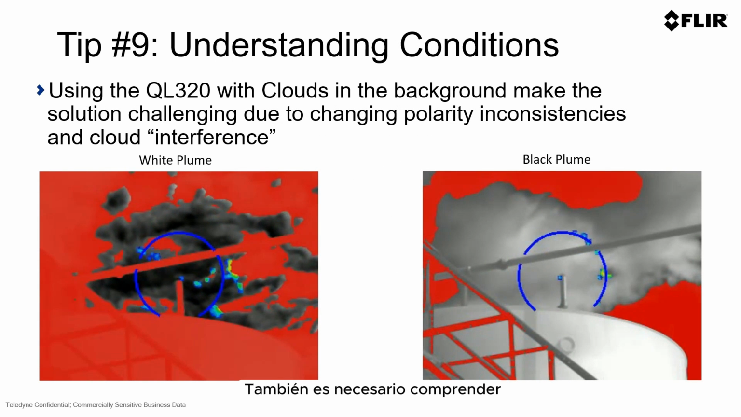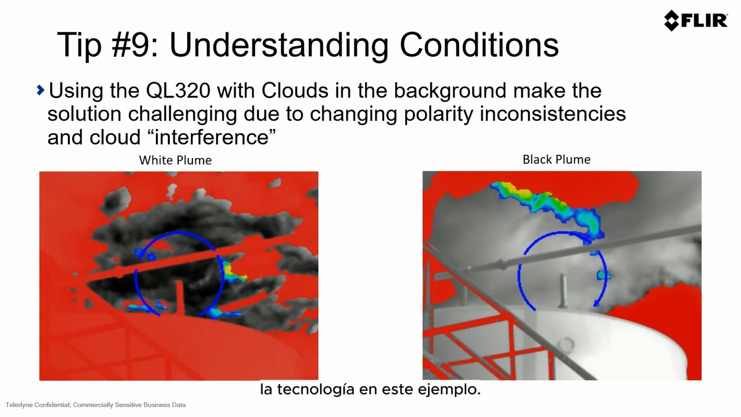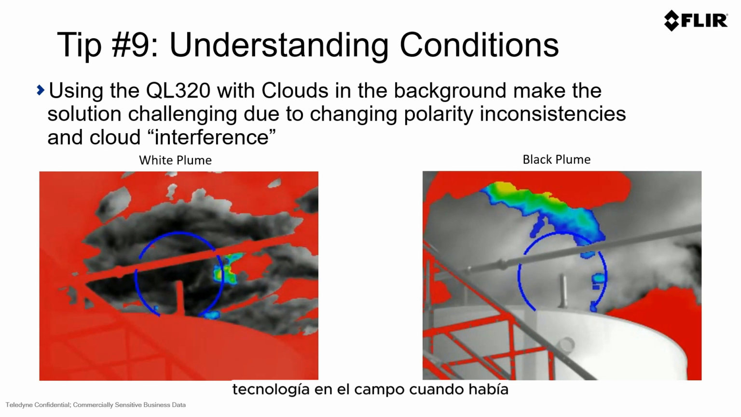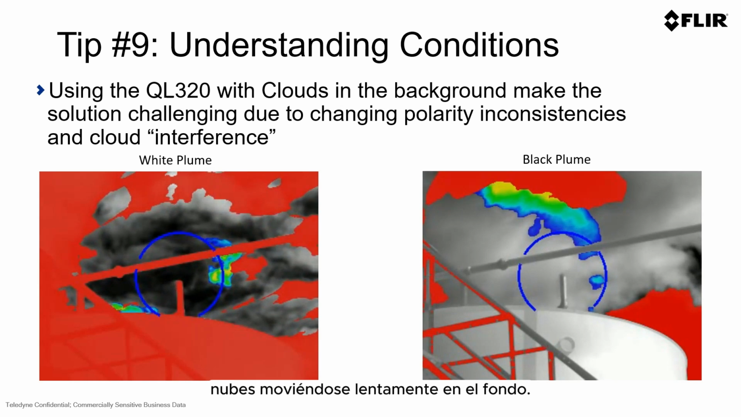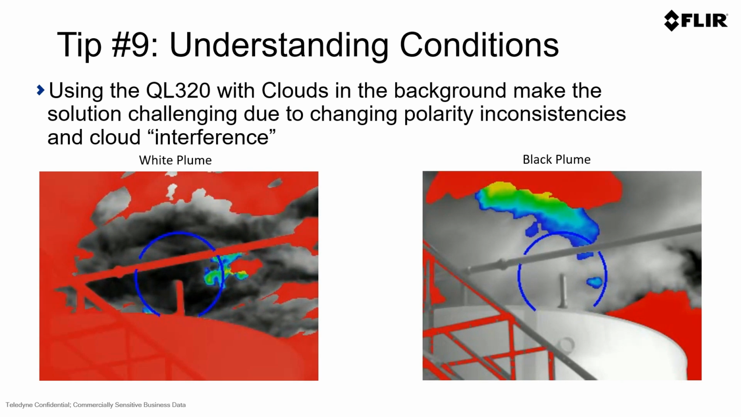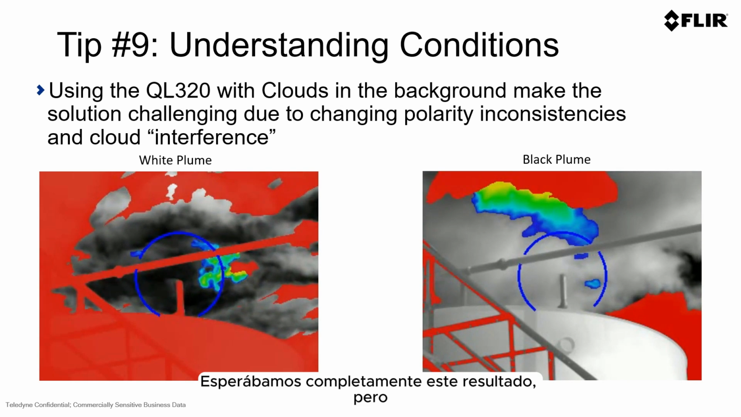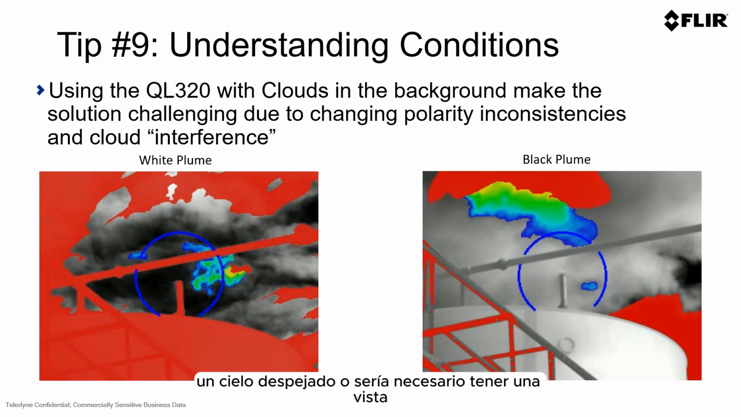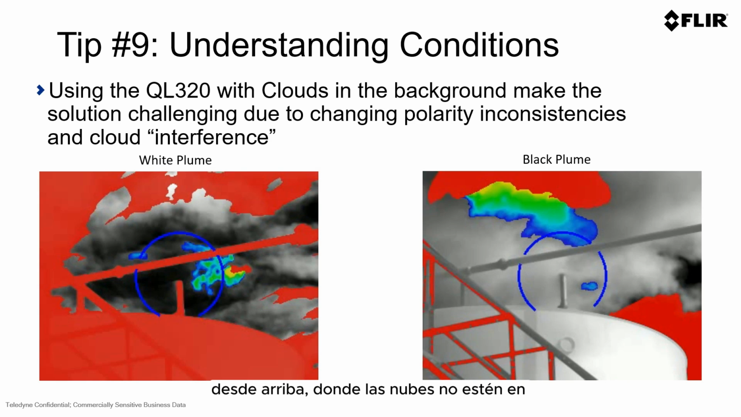You also need to understand the conditions in which you may be using the technology. In this example, we tested the equipment and the technology out in the field when we had slow-moving clouds in the background. We fully expected this result, but we're showing here how challenging it is to use QOGI technology with slow-moving clouds in the background. In this case, you would want to get a better view or a vantage point where you either have a clear sky or you need to have a top-down view where clouds would not be in the background in using the QOGI technology.